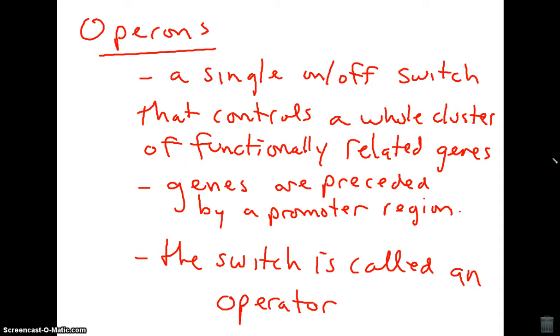And so we're going to look at two types of operons. We're going to look at a repressible operon and an inducible operon. So again, these are a single on-off switch that controls whole clusters of functionally related genes.